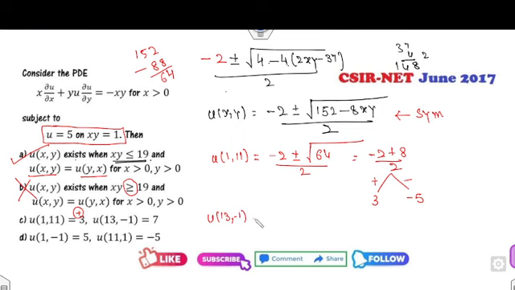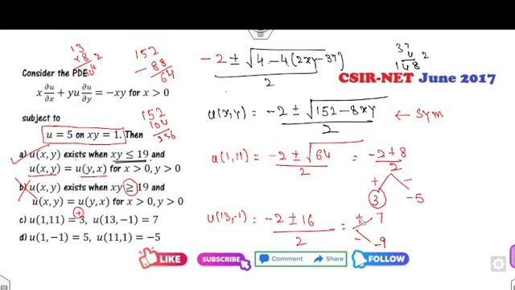What is u(13, minus 1)? Minus 2 plus minus the square root of 152, and 13 into minus 1 is positive, 13 into 8 is 104, so it's 256. That is 16. So if you take the positive sign, what is the answer? It's 7. If you take the negative sign, it is minus 9. So since this value occurs at the positive sign, both are satisfied. You can see this value is occurring corresponding to the negative sign.